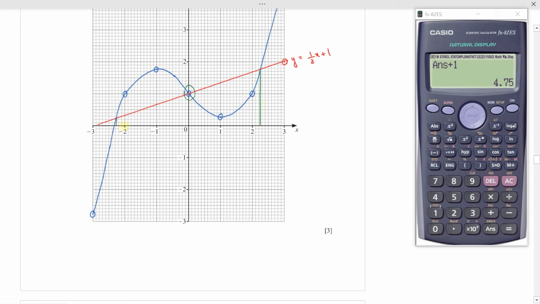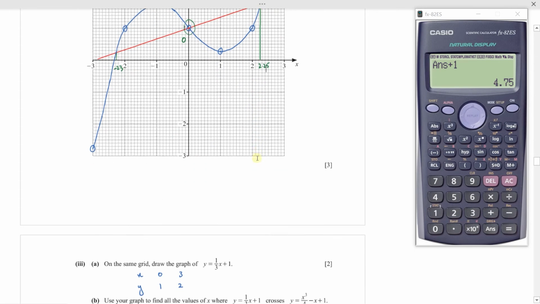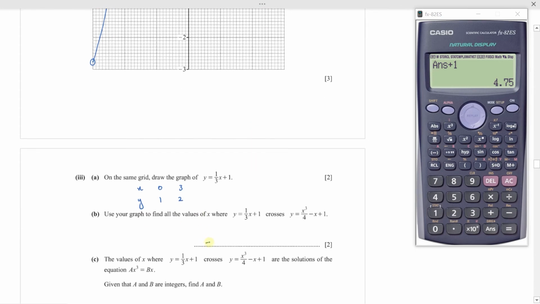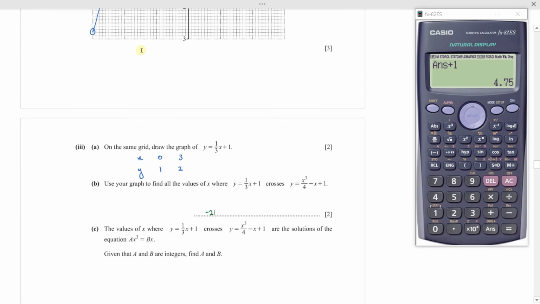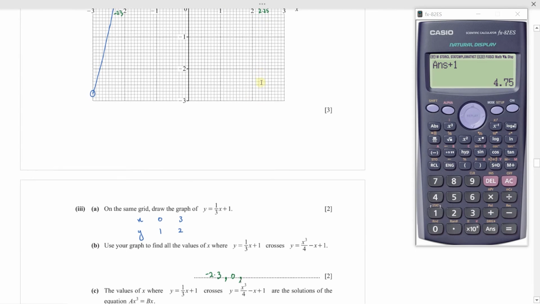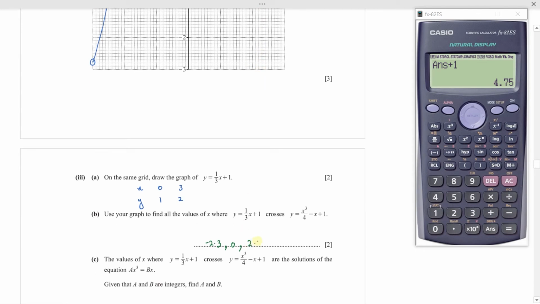So this will be minus 2, 2.1, 2.2, almost minus 2.3. Here the x value is 0, and here the x value is 2.2. You can say 2.25. It's in the middle of this small block. So the three values of x will be minus 2.3, then 0, and then the third value is 2.25. So these are the values of x where the line crosses the curve.